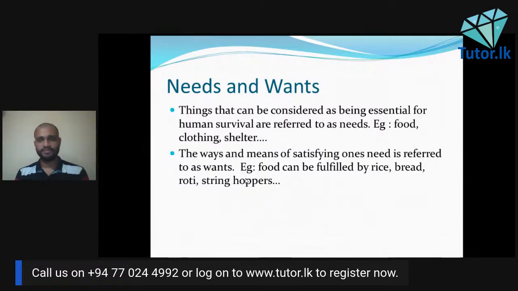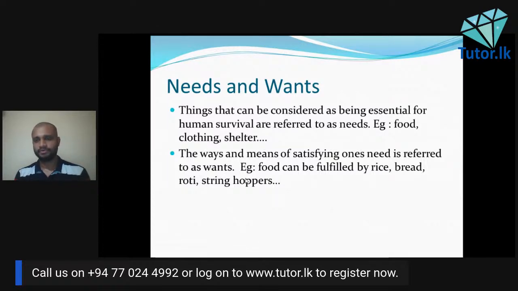If you take food, let's say you are planning for dinner. Dinner is a need, so you have to take dinner. So what are the wants? You want to eat from maybe McDonald's. You maybe want to go to Burger King.